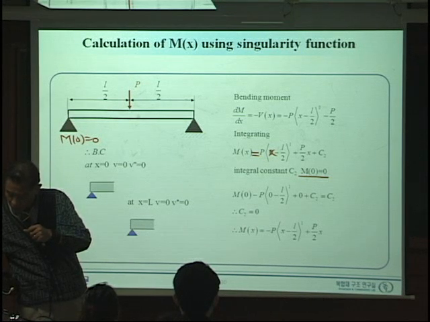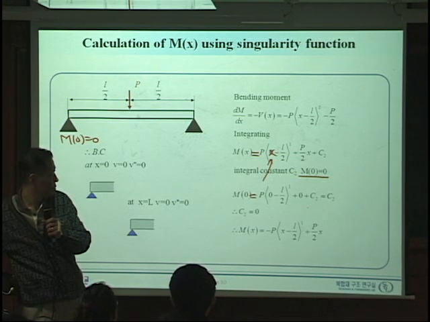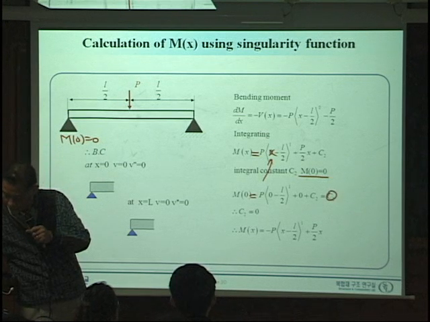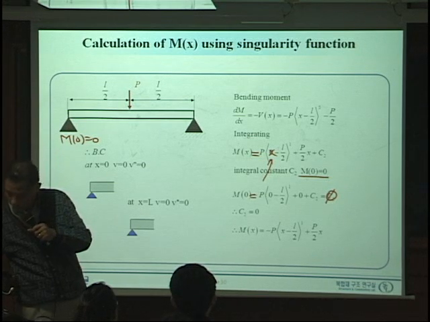That means if you put x equals 0 here, you have zero. So 0 minus L over 2, what will this be?